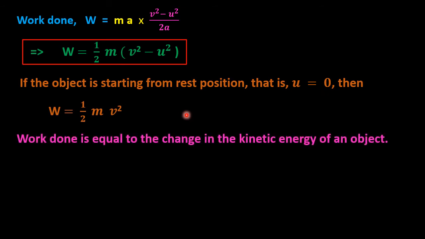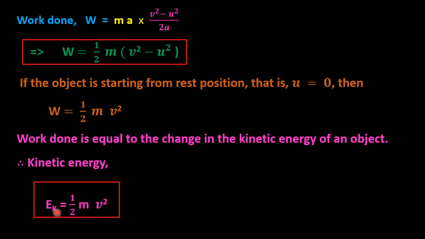Now this work done is equal to the change in kinetic energy of an object. So work done in this case is equal to kinetic energy. This expression for the work done is the same as the expression for the kinetic energy. So kinetic energy Ek equals half mv square. This is the final expression for the kinetic energy.